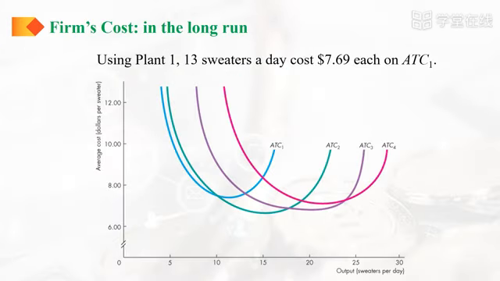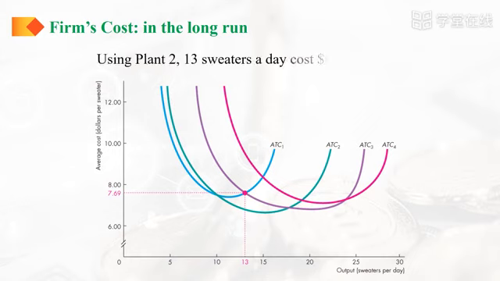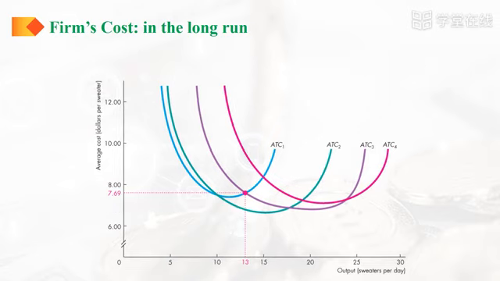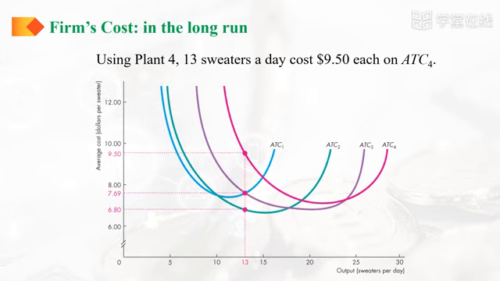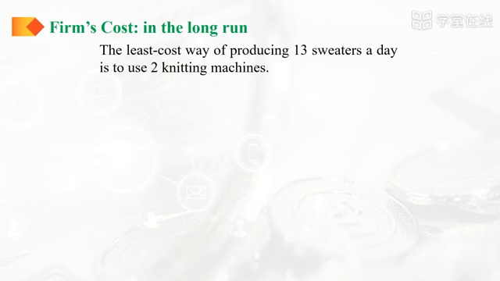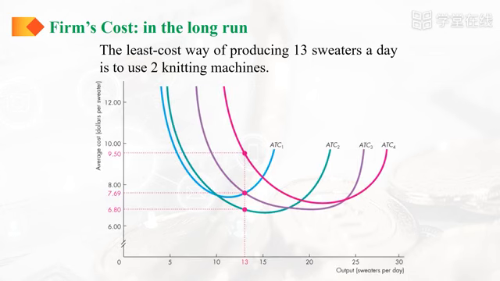Using plant 1, 13 sweaters a day cost $7.69 each on ATC1. Using plant 2, 13 sweaters a day cost $6.8 each on ATC2. Using plant 3, 13 sweaters a day cost $7.69 each on ATC3. Using plant 4, 13 sweaters a day cost $9.5 each on ATC4. Then we can easily find that the least cost way of producing 13 sweaters a day is to use 2 knitting machines.